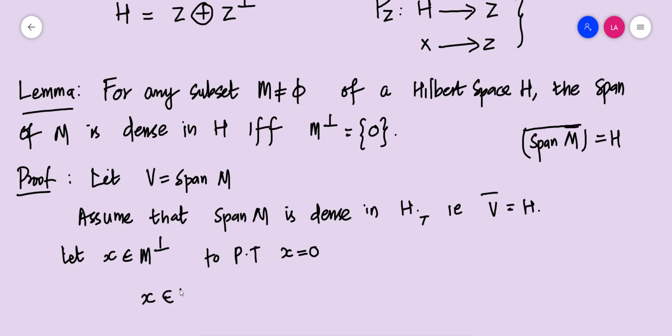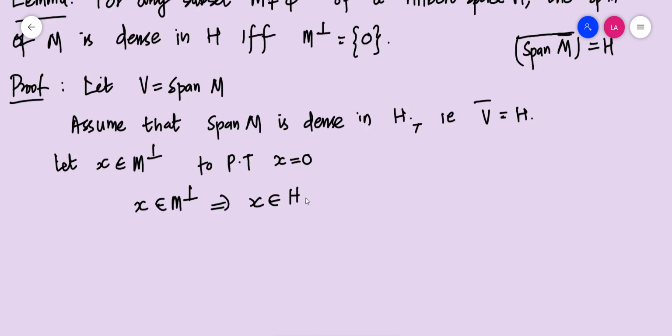Now X, an element of M perpendicular, is in a subspace of H, which means X is an element of H. And since H is equal to V closure, or span M closure, corresponding to this X we can find a sequence in V which converges to X. That is, there exists a sequence Xn such that Xn converges to X.